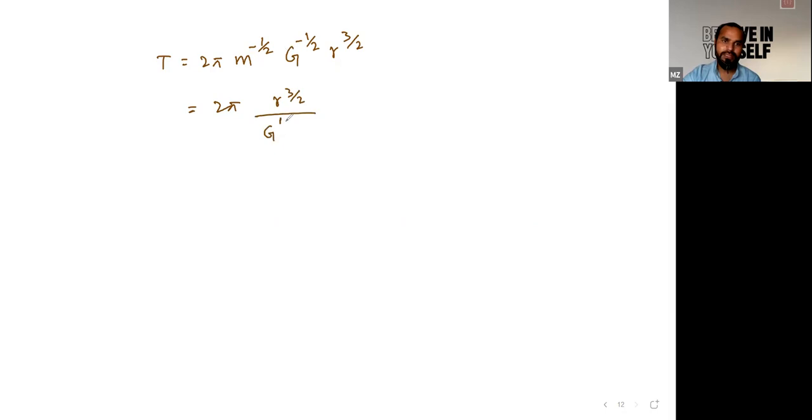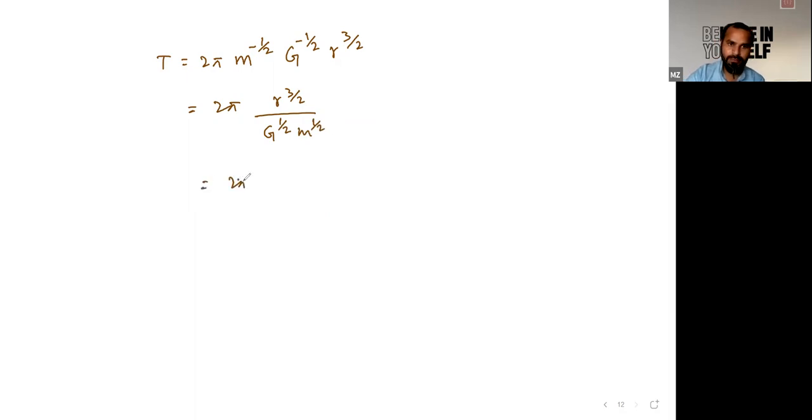So now we have to simplify it. So t is equal to k, which is 2 pi, m raised to the power x, which is plus minus 1 by 2, capital G to the power y, which is minus 1 by 2, and r raised to the power z, which is 3 by 2. So it would be 2 pi. These negative powers would become positive if we move them to the denominator. So it will be r raised to the power 3 by 2 divided by g raised to the power plus half and m raised to the power plus half.